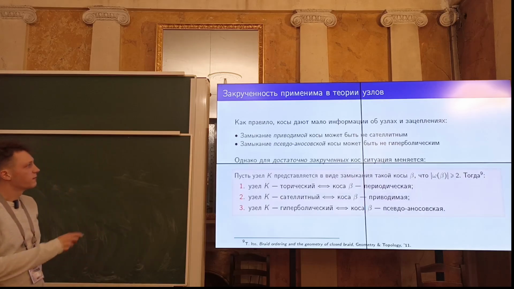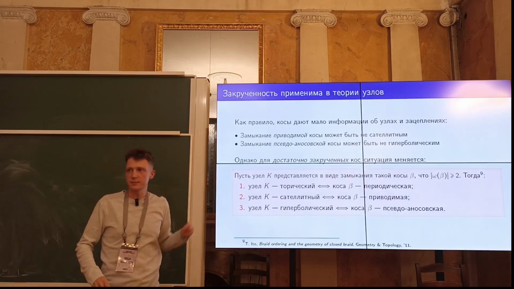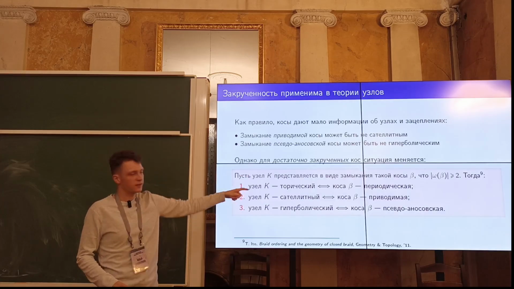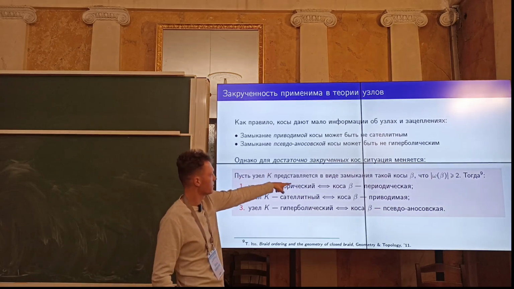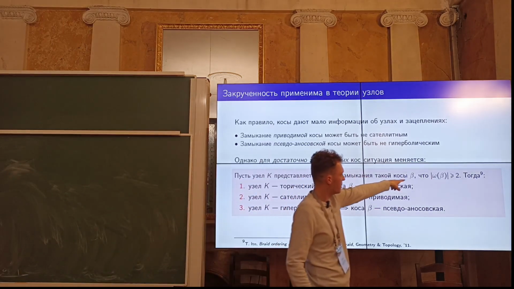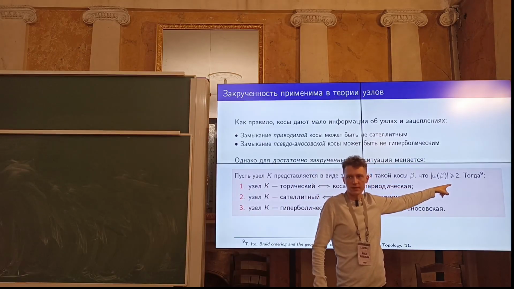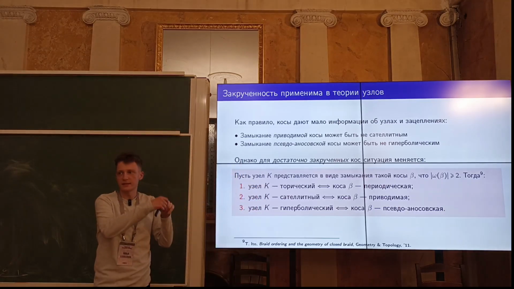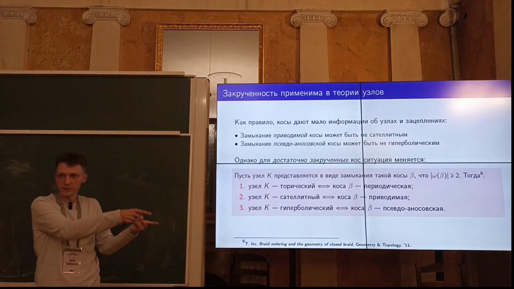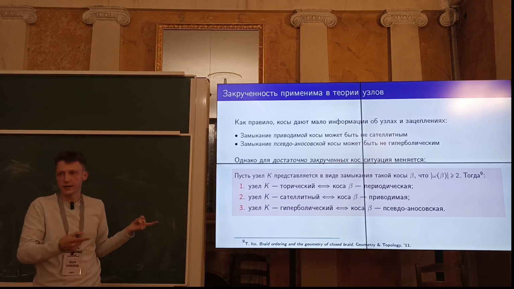However, for sufficiently twisted braids, there is a correspondence. If a knot is expressed as a closed braid whose twist number is at least 2, then these three types in the geometric classification and the dynamical classification agree.